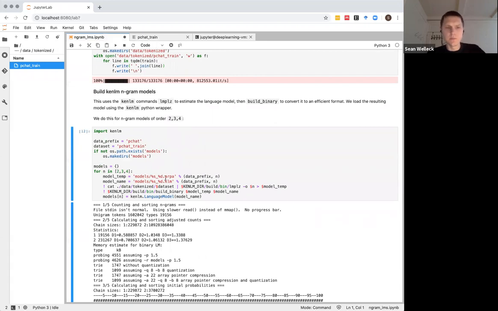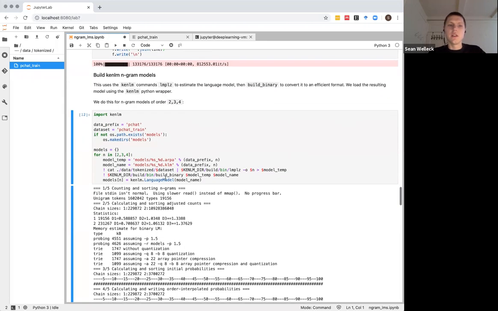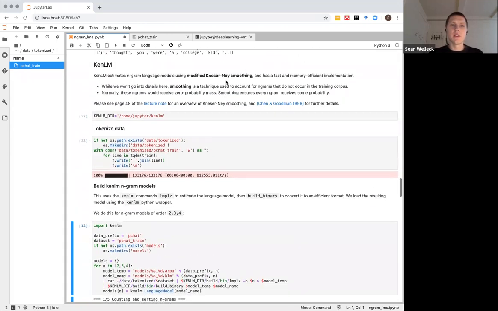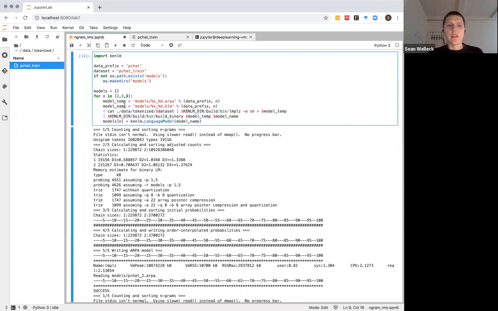Now, in order to run KenLM, we're going to use two different commands. Here is some code that's maybe not as readable. They also have instructions on the KenLM website if this gets confusing. But what this is essentially doing is saying, okay, we're going to learn three different models: a 2-gram model or bigram model, a 3-gram model, and a 4-gram model. And then here, this is running this command called lmplz, which actually estimates the language model using KenLM.